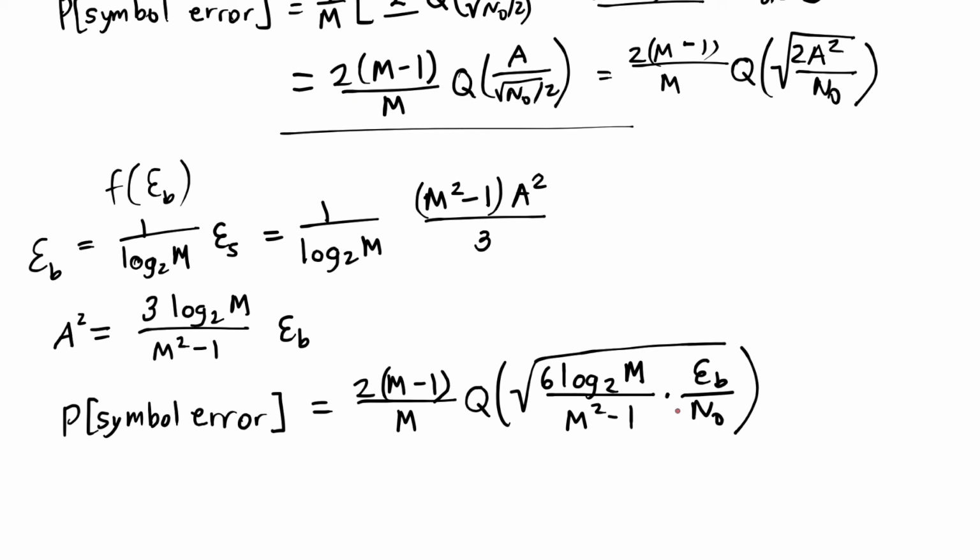This expression, Eb over N naught, is going to repeat itself in every probability of symbol error and every probability of bit error expression that we have. And they're both energies. They're both measured in joules. And so this becomes unitless, and it becomes a representation of how much energy we have in the actual signal that we want to hear versus how much energy is in the additive thermal noise that contributes to our receiver. And that fraction then is going to determine the probability of error given any particular value of M.